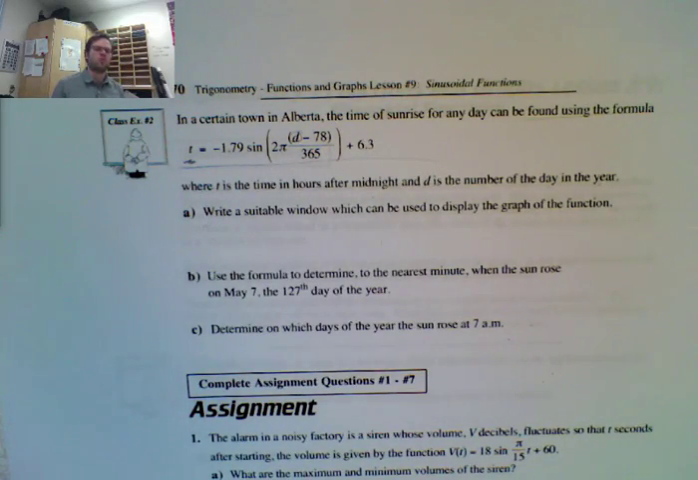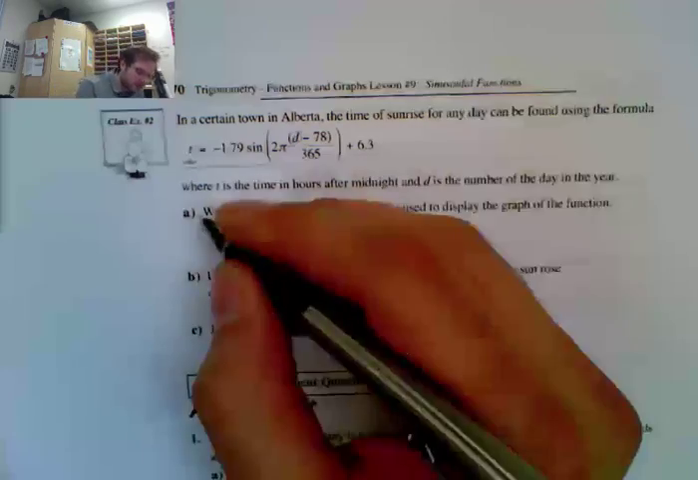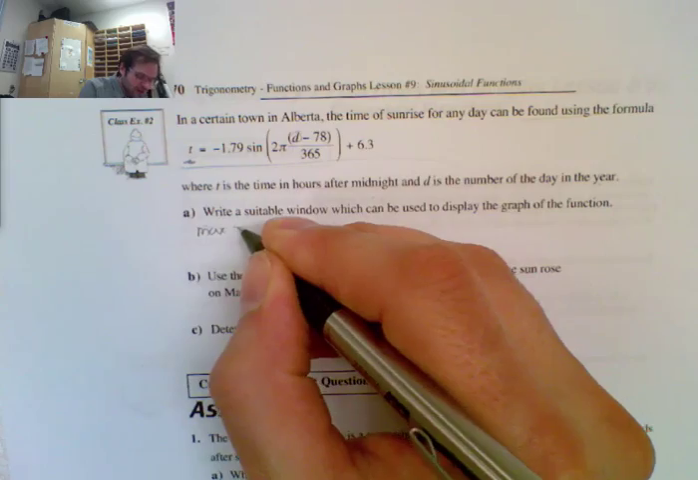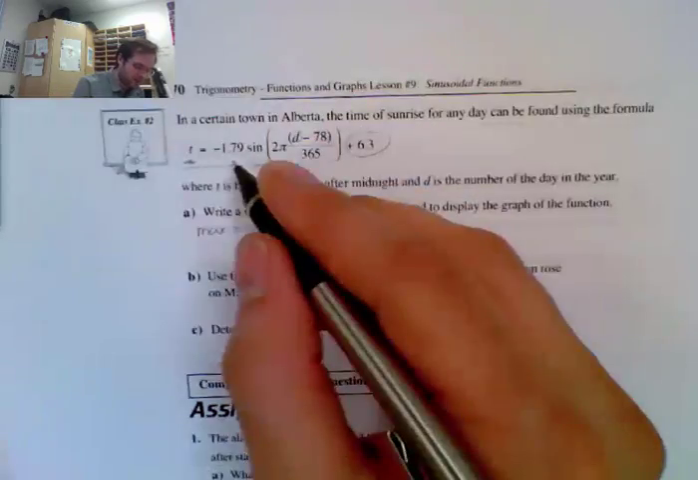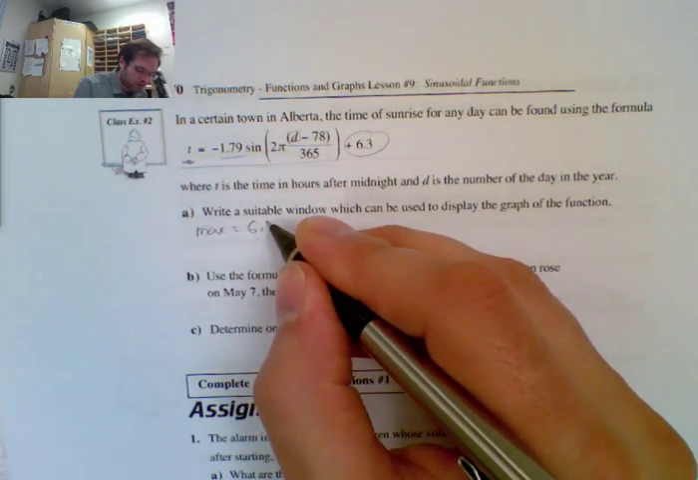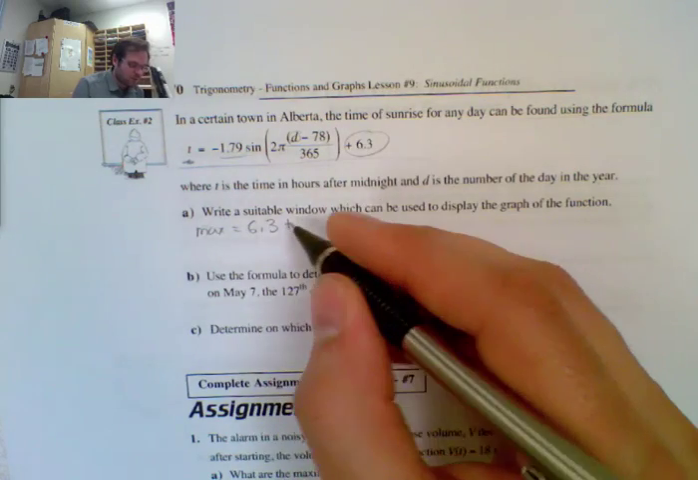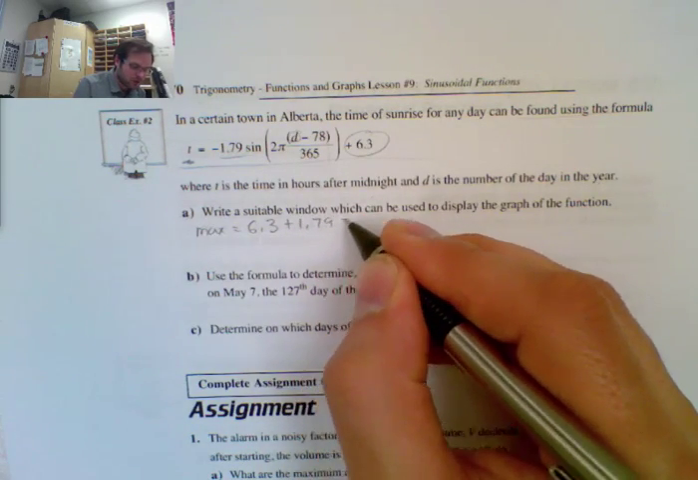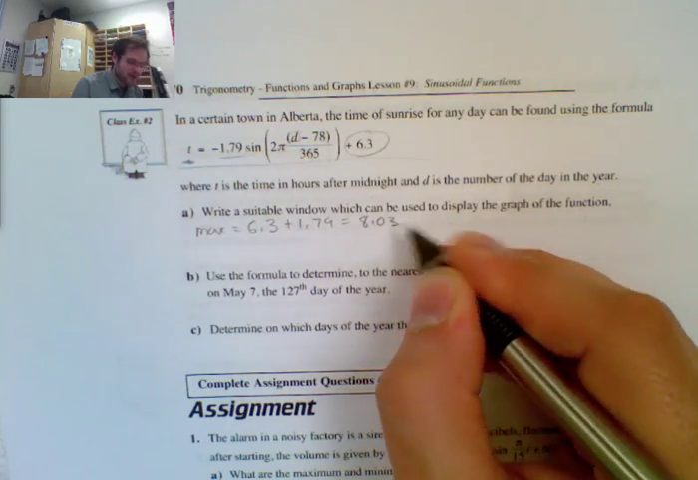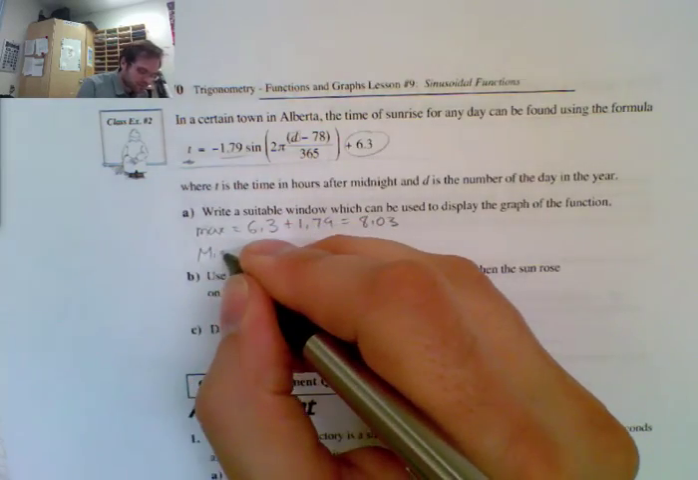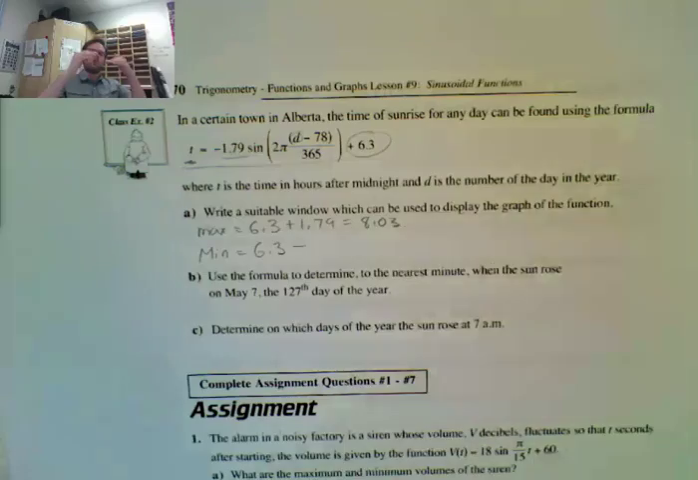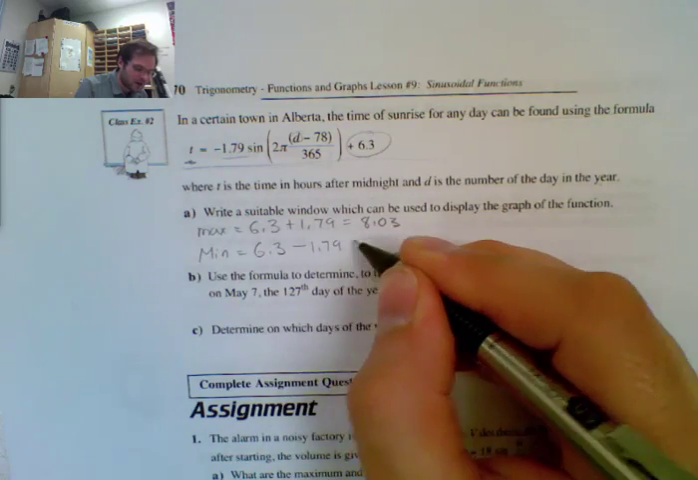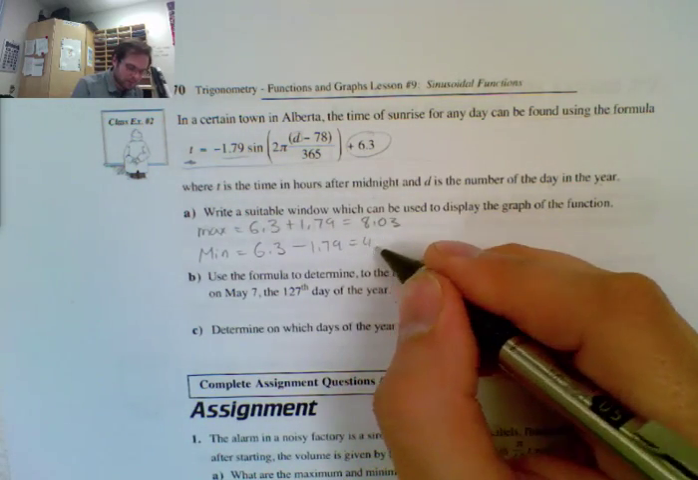So first thing I want to know is what is going to be my max and min of this graph. I'm going to look at my max is equal to, well, we have my midline is 6.3, and then we have to add my amplitude to that. My amplitude is 1.79. So we're going to have 6.3, and then we're going to go 1.79 above it, which is going to give me a total of 8.03 as my max. Now my min is equal to 6.3, and my amplitude says we're going to be 1.79 below that. So it's minus 1.79, which is going to give me 4.51.